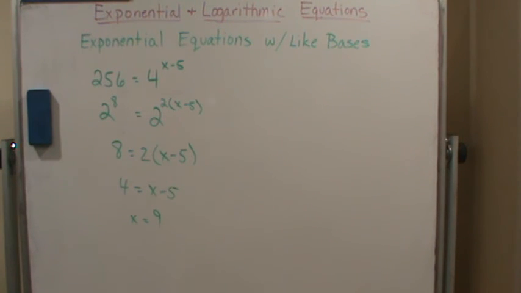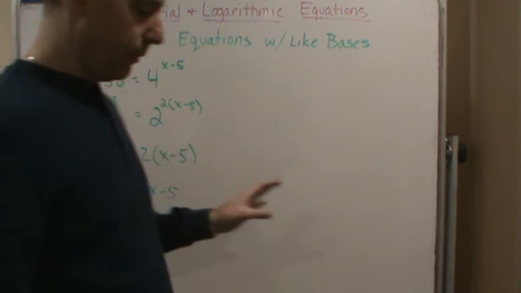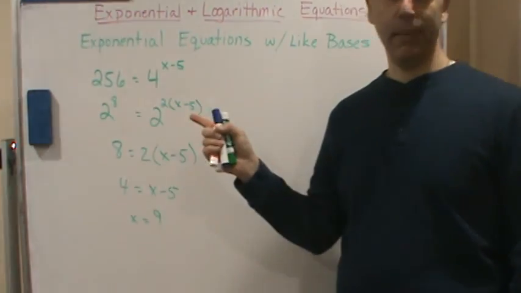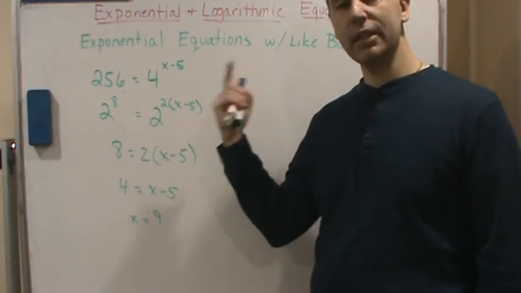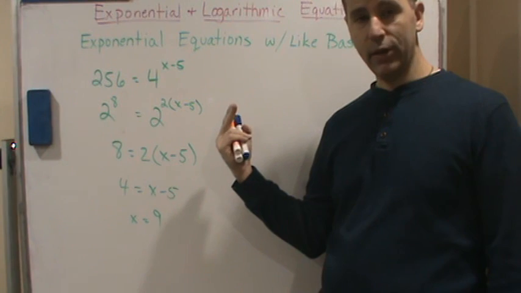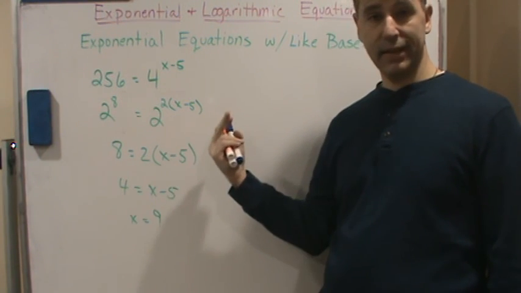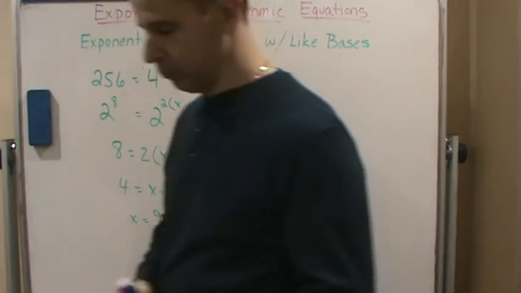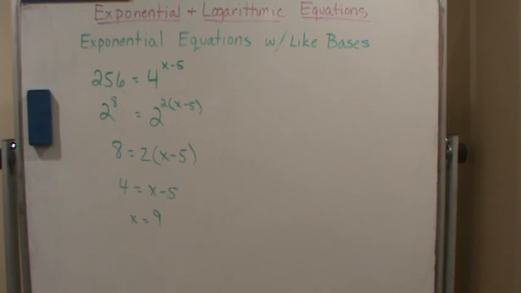Okay? And that's it. So when it comes to equations where I have an exponential on one side and a constant on the other side, I want to try to get like bases. Or what if I have two exponentials on both sides but they don't have the same base? You could still look to see if there's a way you could write them both as the same base. Okay? And we'll do some examples of those next.